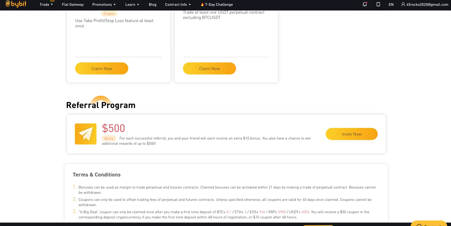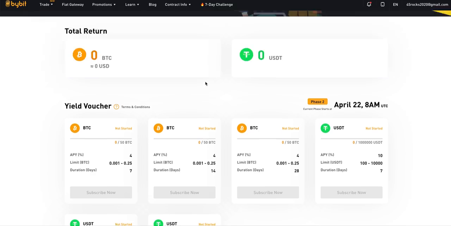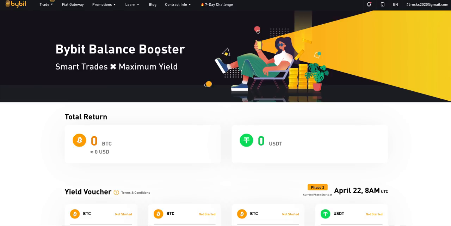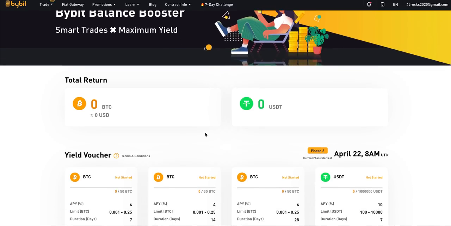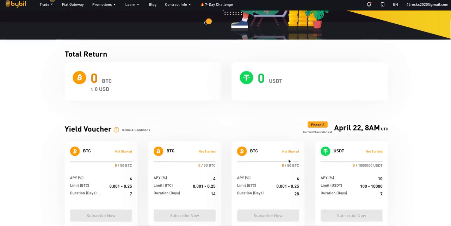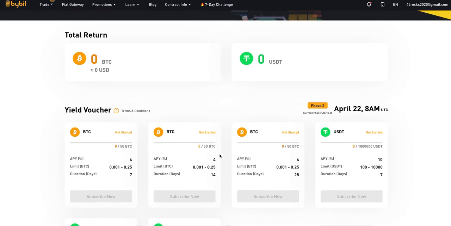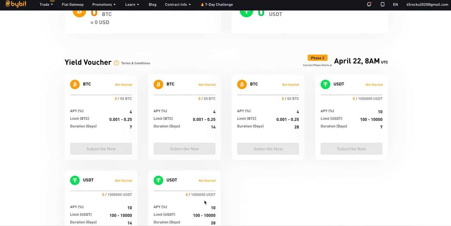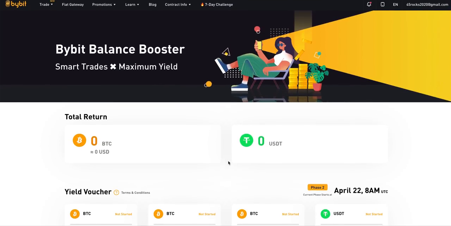And not only that, guys, but we do have the Bybit Balance Booster, which is new, where basically now you are earning interest on your assets just by holding them on the Bybit exchange. So if you deposit some Bitcoin into your account, the next phase starts in 2 days, you'll actually be earning 4% interest on your Bitcoin, up to 10% interest on your Tether. And so there's a lot of incentive to sign up if you're new.